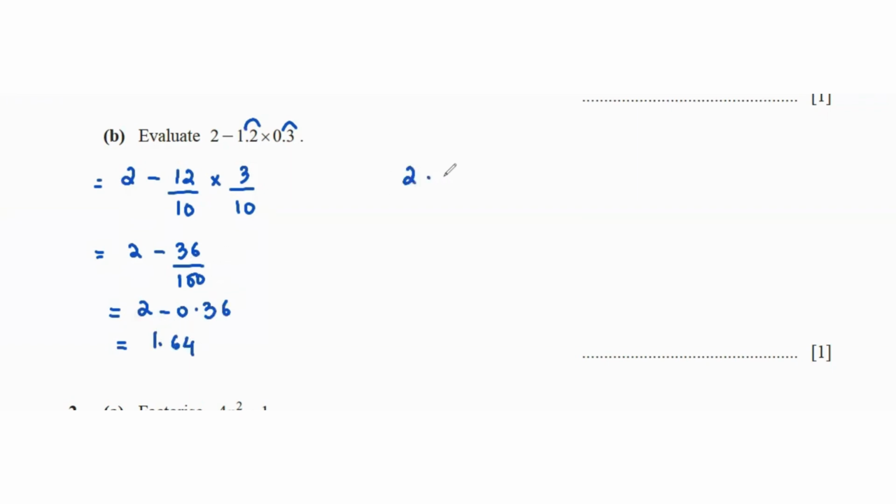You will do 2.00 minus 0.36. That's going to be 1.64.